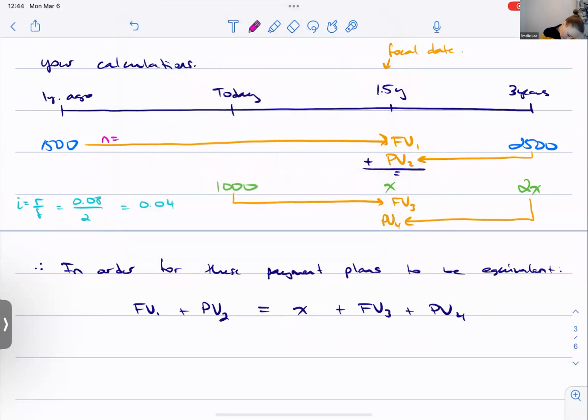N is time times the frequency. Now, time is in years, right? And so from 1 year ago all the way to 1.5 years from now, that makes 2.5 years, right? And so this is 2.5 times 2. Remember, the frequency was 2, semi-annually. So I get 5 compoundings here.